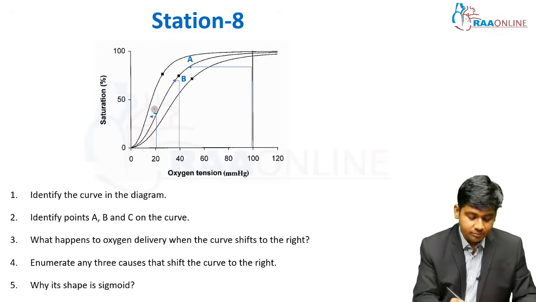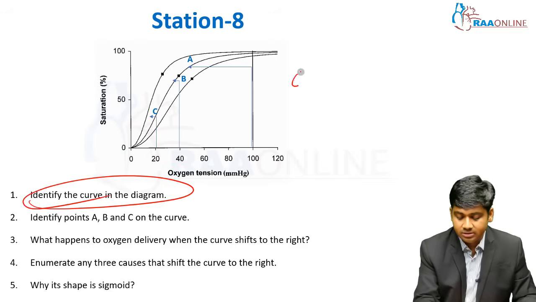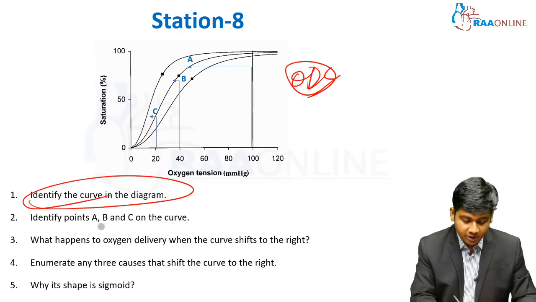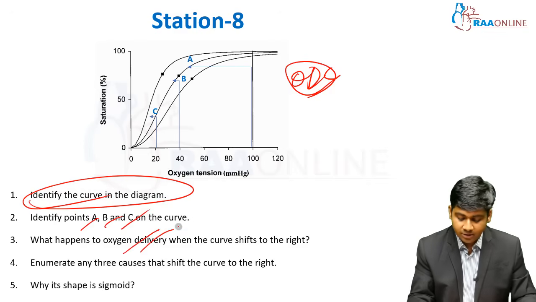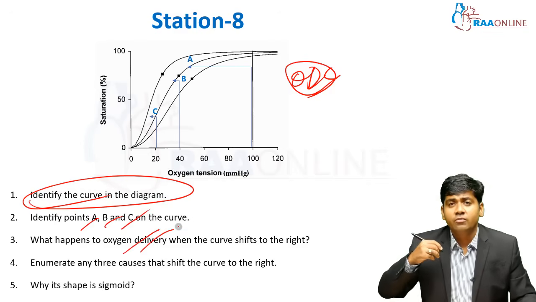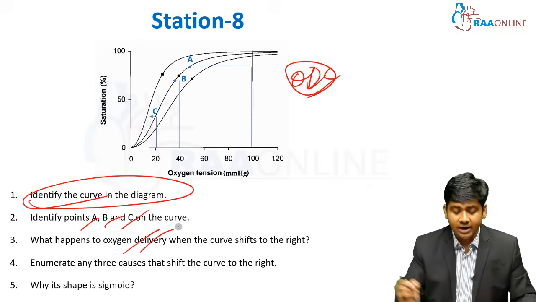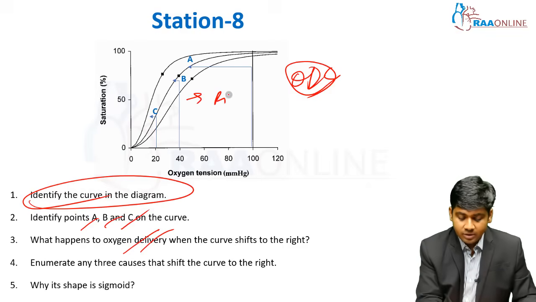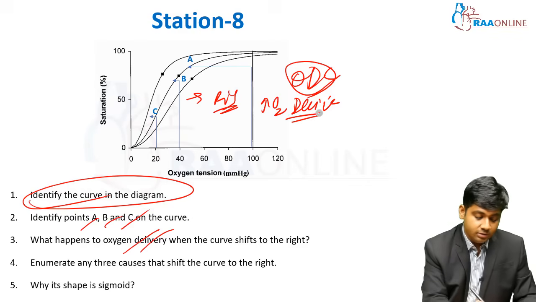Station 8. Identify the curve. This is the ODC, oxygen dissociation curve. Point A, B and C in the curve. What happens to the oxygen delivery when the curve shifts to the right? When the curve shifts to the right, there is an increase in oxygen delivery. To the left, a decrease in oxygen delivery.